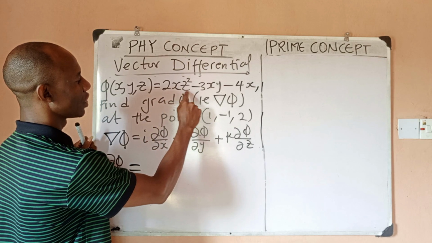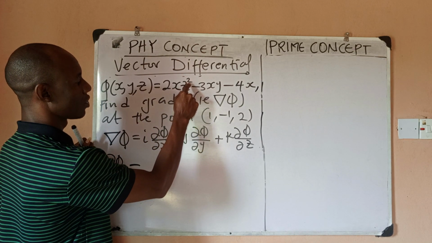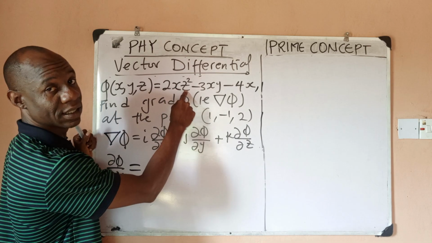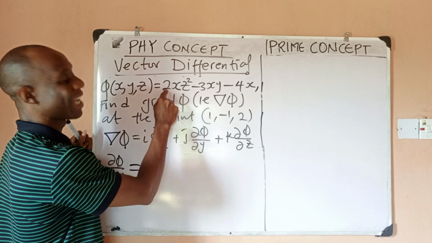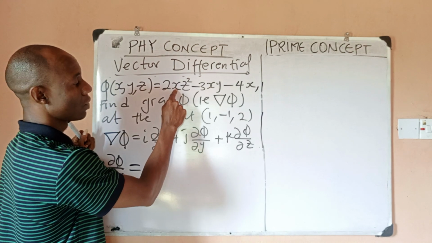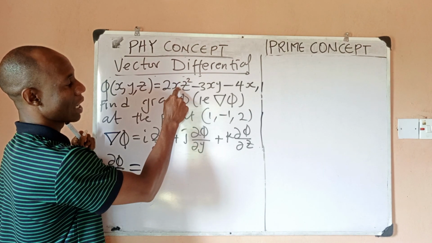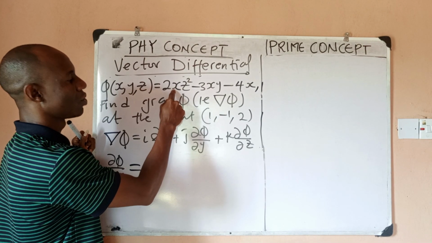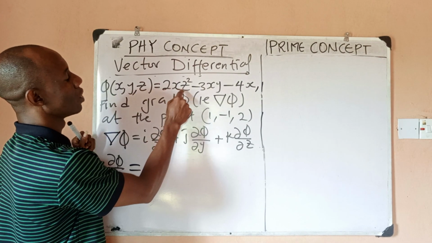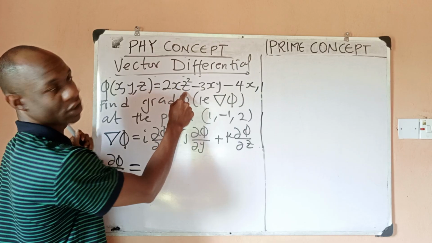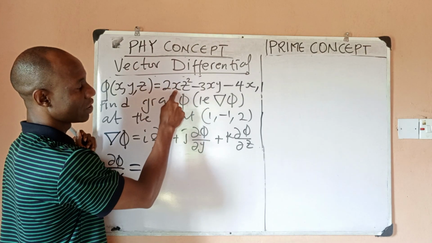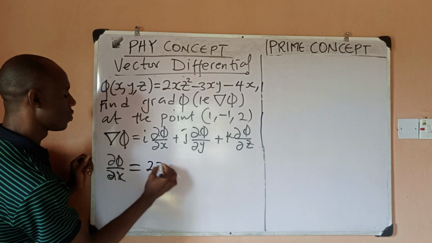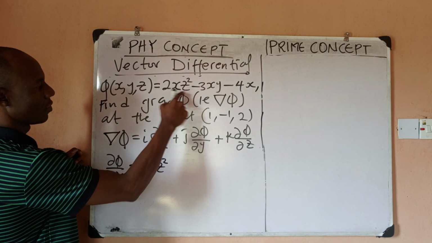So if I want to differentiate 2xz², it means I'm just differentiating x in this case. z² in this case is a constant, just like 2 is a constant. So now, if you differentiate x to power 1, when you differentiate x, you get 1. So it means you have 1 times 2 times z², you have 2z². Because when you differentiate x is 1, you'll be left with 2z². So I have 2z² for this part.